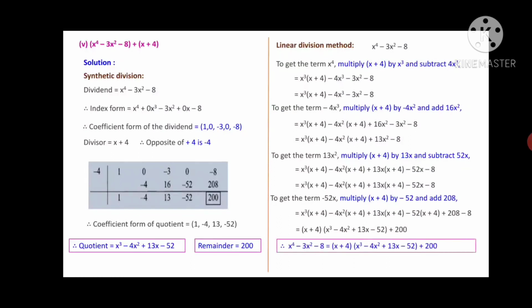Therefore you will get that x⁴ − 3x² − 8 will be equal to (x + 4), that is the divisor, times, in the other bracket, the quotient, which is x³ − 4x² + 13x − 52, plus the remainder as 200.